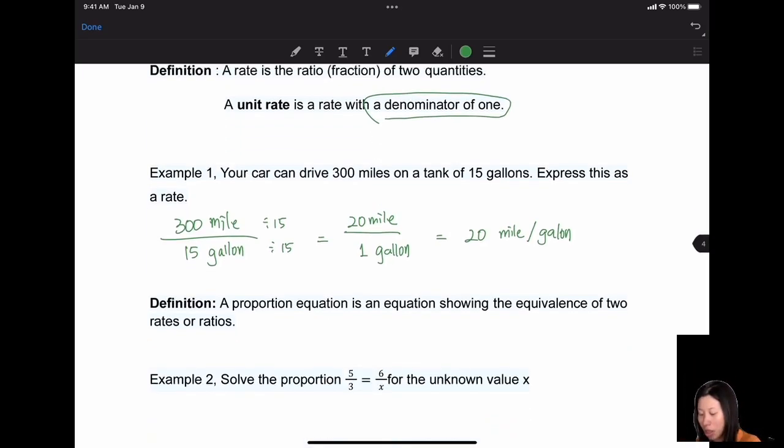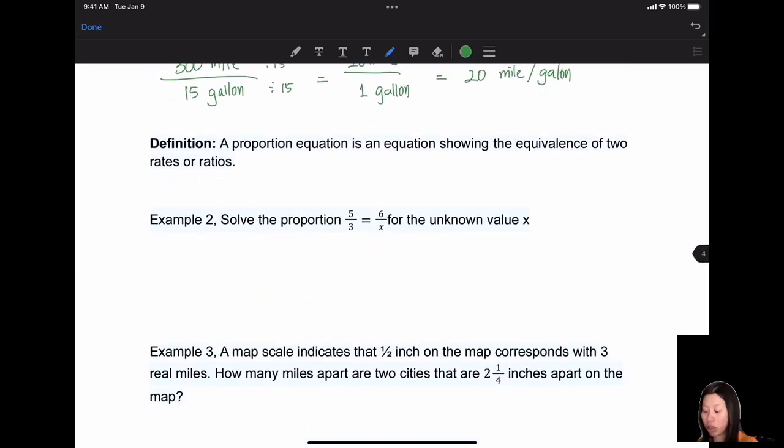Okay. So proportion, the definition of proportion is an equation showing the equivalence of two rates or ratios. So that means these two rates have the same ratio. Now take a look. We have 5/3 equals 6 over x, and then we want to solve for x.